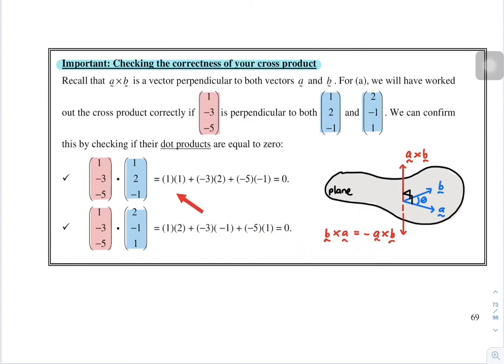So for example, if I want to check whether this result is the correct cross product, what I will do is I will take this vector and do a dot product with 1, 2, -1. It is 0. Similarly, for the other vector, it is 0, and hence this vector is indeed perpendicular to both these two vectors, and therefore this result of A cross B is correct.